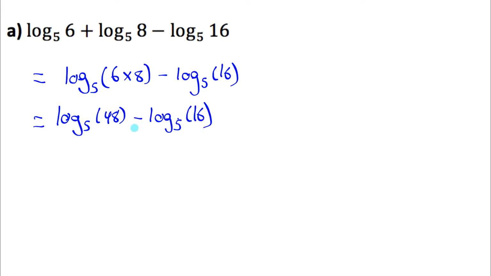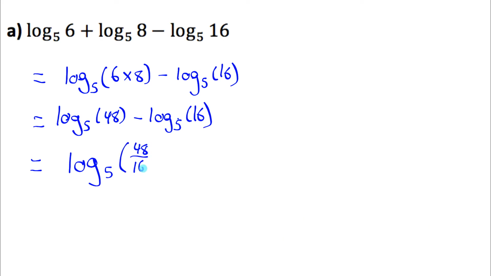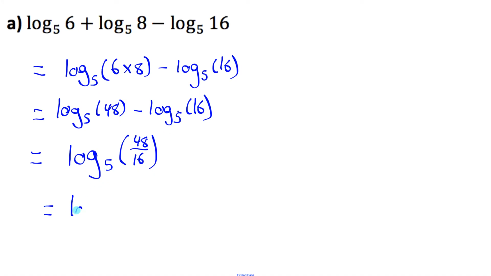And now I have 2 logarithms being subtracted, and those logarithms have the same base, which means I can rewrite them as a single logarithm with that same base, with the arguments being divided. So the argument becomes 48 divided by 16. And 48 divided by 16 is 3. So I have log base 5 of 3. And there we have it. We've rewritten those 3 logs as a simplified single logarithm.